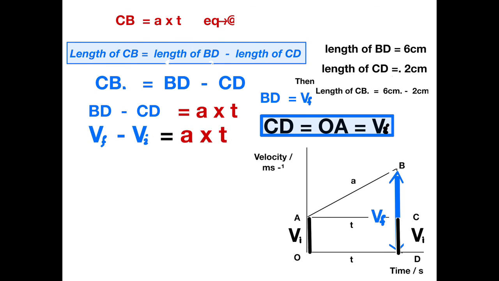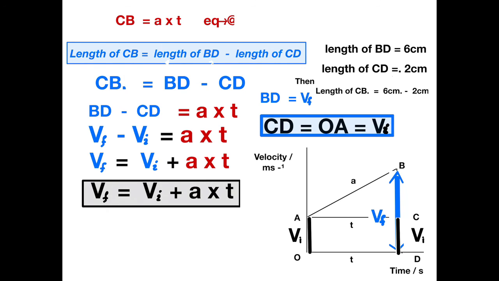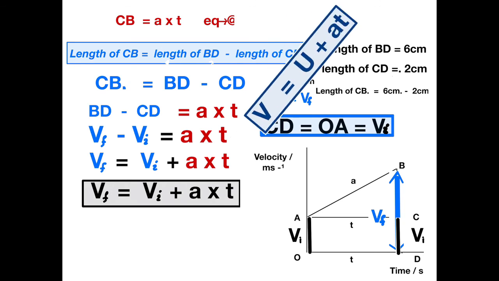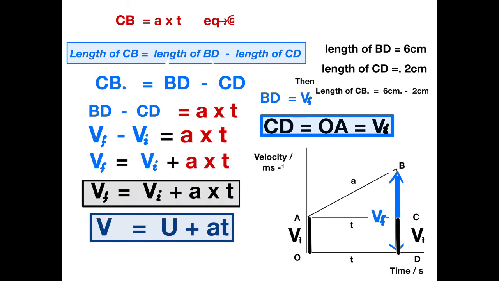So replacing the two terms, we get VF minus VI equals at. Now we need to change the side of VI. When it changes the side, it becomes positive. So the equation will be rearranged, and it is now VF equals VI plus at. So this is the first equation of motion. It can also be written as V equals U plus at, or VF equals VI plus at.